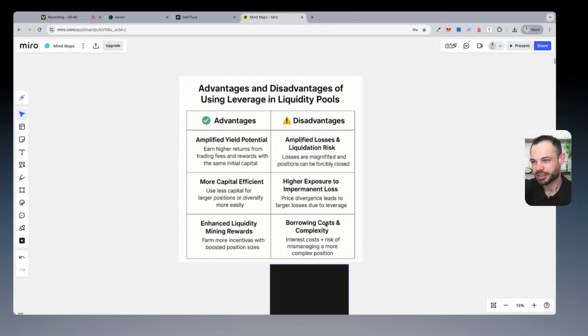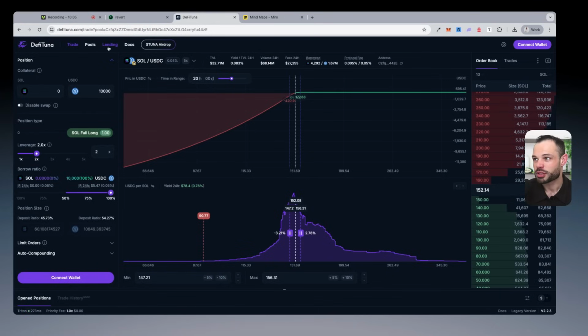And finally, the third disadvantage is the borrowing costs and the complexity. So there's interest costs and the risk of mismanaging a more complex position. This is why I definitely recommend you have a very good understanding of basic fundamental V3 concentrated liquidity provision before you begin to use leverage. First of all, like I mentioned, there is borrowing cost for using Revert and DeFi Tuna.